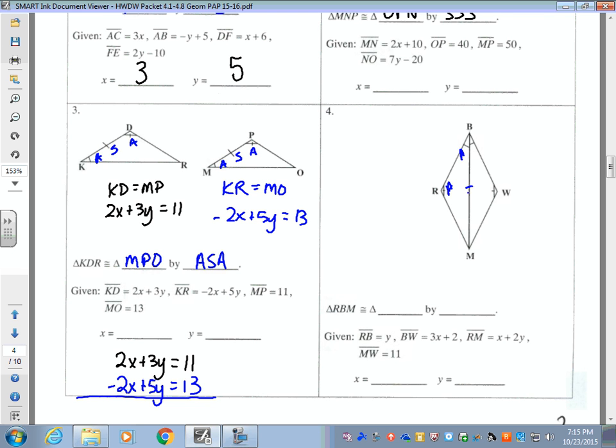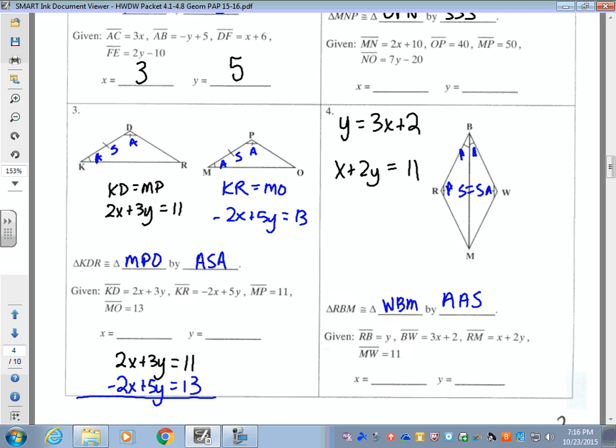So we have angle, and we have the shared side, and angle, side. So we know triangle RBM is congruent to triangle WBM, by angle, side. And now we've got to set up our system, because we have a system on this one. RB is going to be congruent, RB is the side with the angle, it's going to be congruent to BW. So Y, which is RB, is equal to 3x plus 2. And if I look at RM, it is going to be congruent to MW, because we know the triangles are congruent, so corresponding parts are going to be congruent. So then I have x plus 2y is equal to 11.